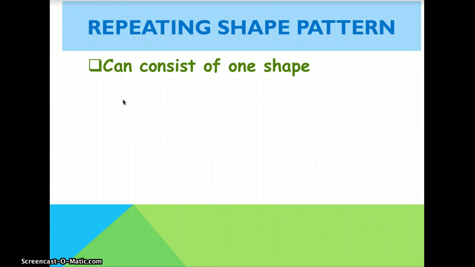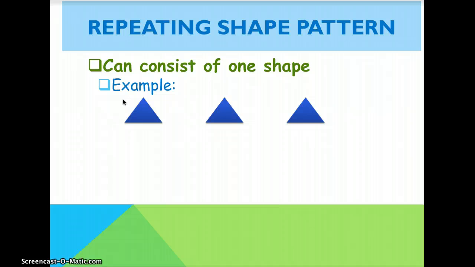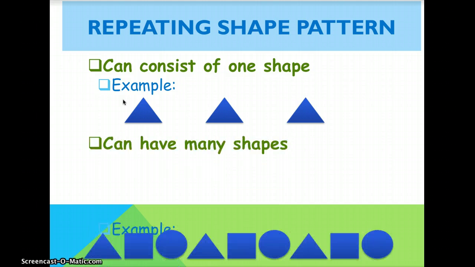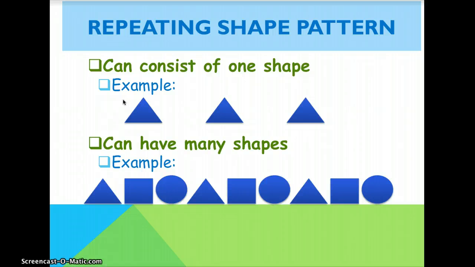A repeating shape pattern is just like a number pattern. It can consist of one shape, and here's an example of triangle, triangle, triangle. We can predict that the next object in this sequence will be a triangle. Or it can have many shapes, such as triangle, square, circle, triangle, square, circle, triangle, square, circle. Because we know it's going to repeat the same sequence, and the repeating sequence is triangle, square, circle, we know the next sequence will be triangle, square, circle.